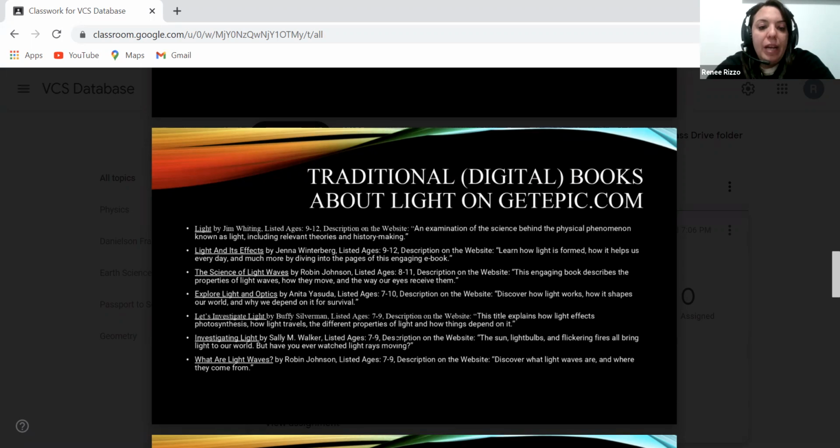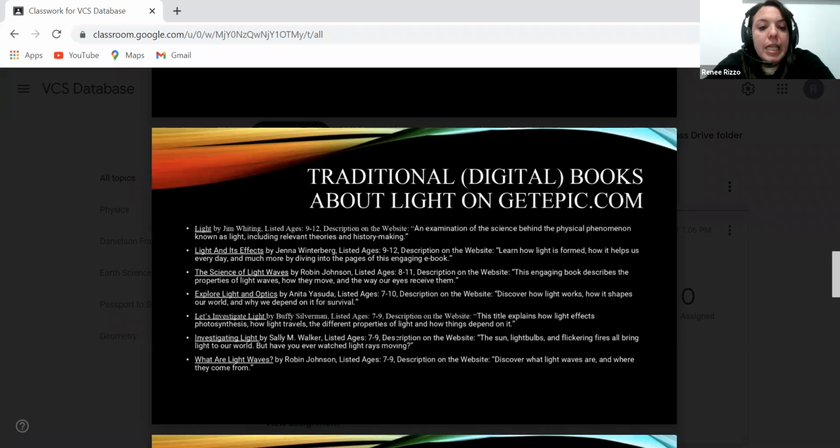The Science of Light Waves by Robin Johnson. Listed ages 8 through 11. Description on the website: This engaging book describes the properties of light waves, how they move, and the way your eyes receive them. Explore Light and Optics by Anita Yasuda. Listed ages 7 through 10. Description on the website: Discover how light works, how it shapes our world, and why we depend on it for survival.